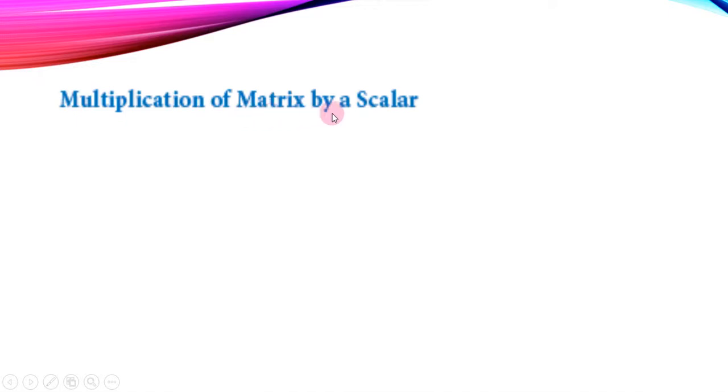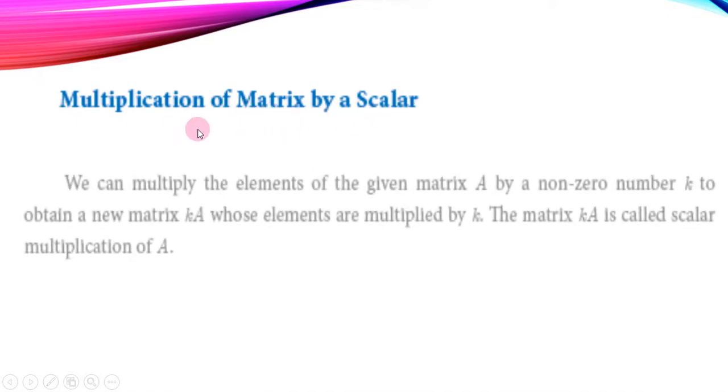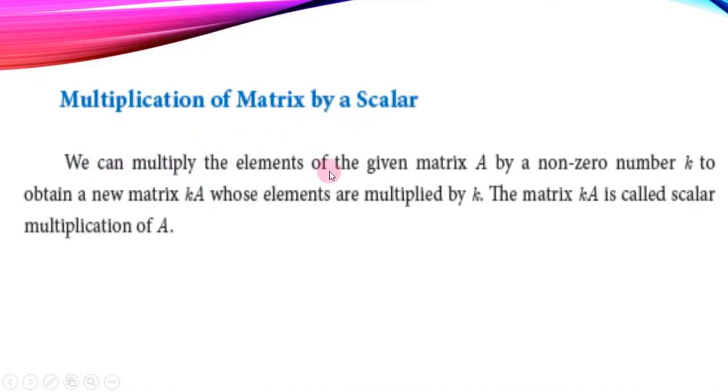Now multiplication of a matrix by a scalar. We can multiply the elements of the given matrix A by a non-zero number k to obtain a new matrix kA, whose elements are multiplied by k. The matrix kA is called the scalar multiplication of A. This is just multiplying a scalar with the matrix, right?